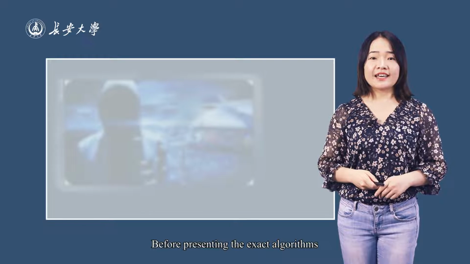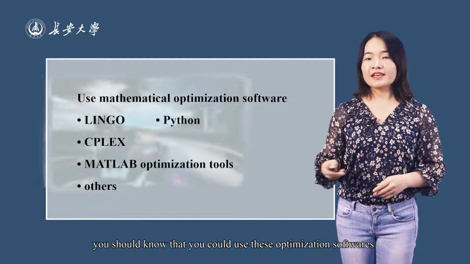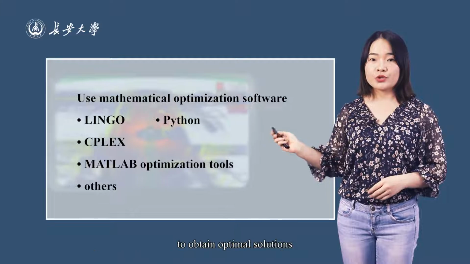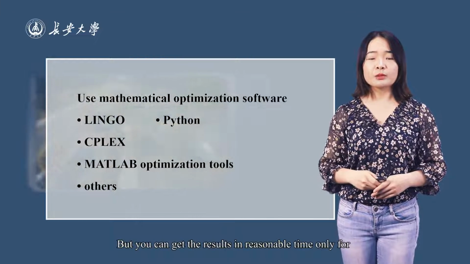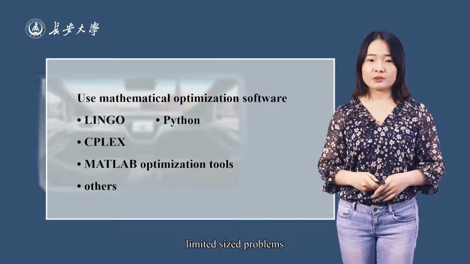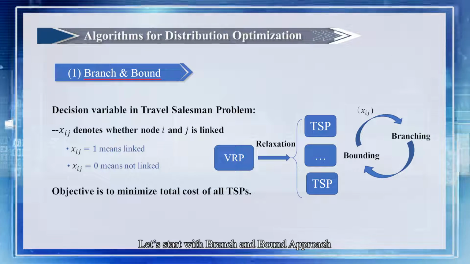Before presenting the exact algorithms, you should know that you could use these optimization softwares to obtain optimal solutions. But you can get the results in reasonable time only for limited-sized problems. Okay, let's start with branch and bound algorithms.